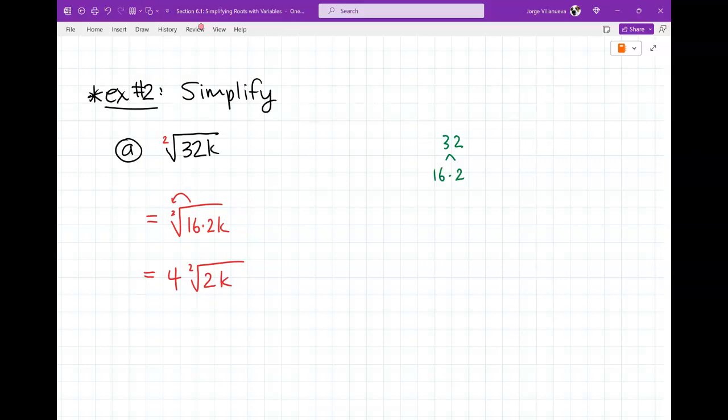Well, it says 2k, but just the letter k. It's not k squared. K squared would be 2. I only have 1, right? And I can only take out a letter if there are as many letters as there are indices. So the index is 2. I only have 1. That means I can't take it out. If it would have been a k squared, then I can take a k out and it'll disappear on the inside. But it's not a k squared.